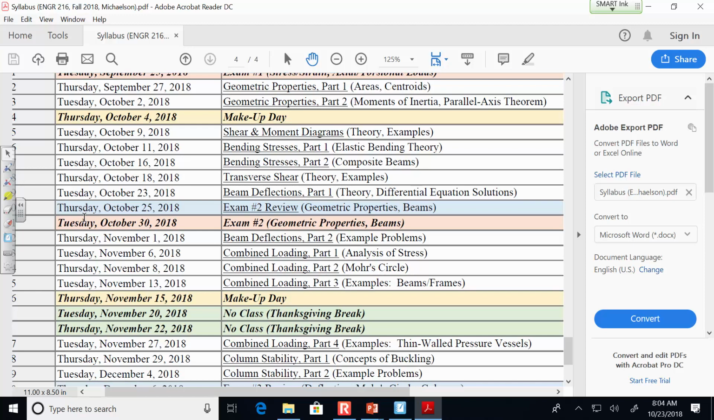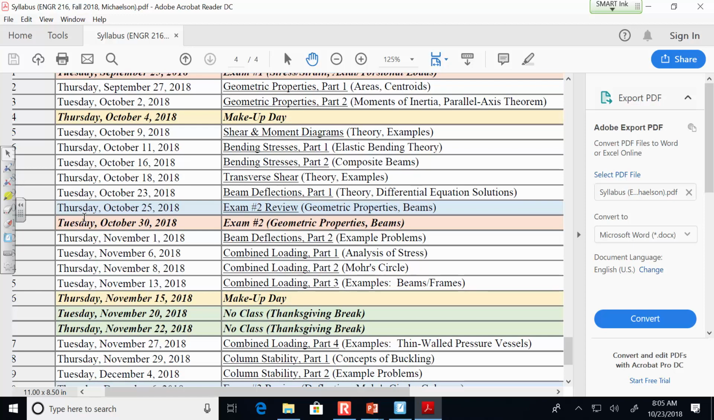I'm just going to post a video. The reason why is because all I'm doing is taking the sigma equals My over I stuff and the tau equals VQ over Ib stuff and just redoing it with more circles. I don't think it's really necessary for us to be in class to do this one. I think I can record this. And I'll be honest, there's another reason I'm doing this.